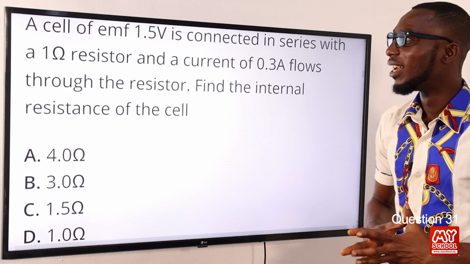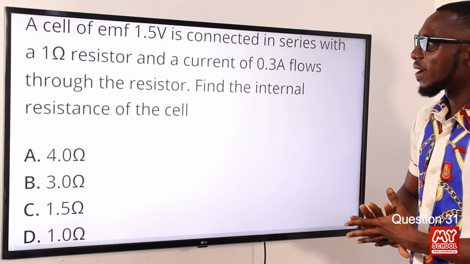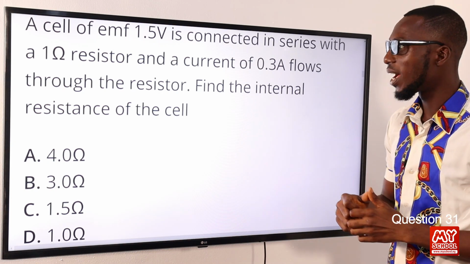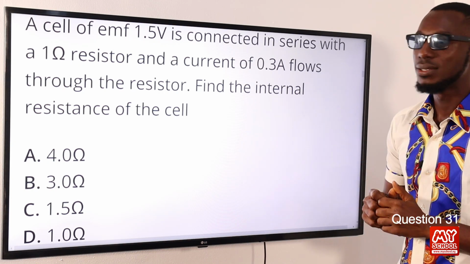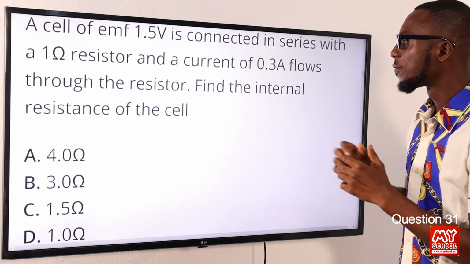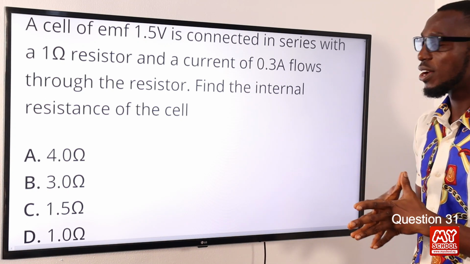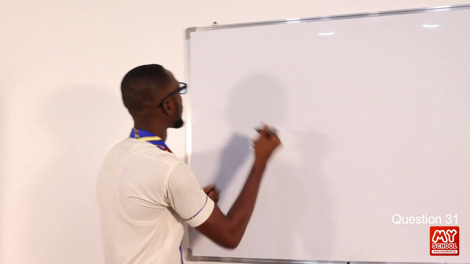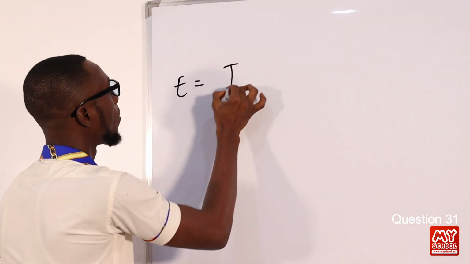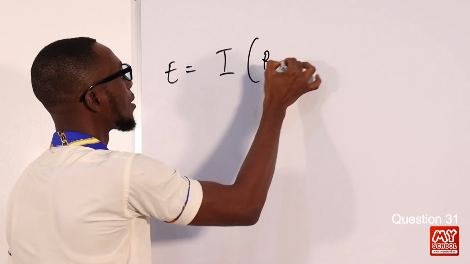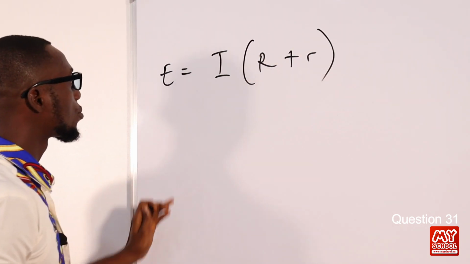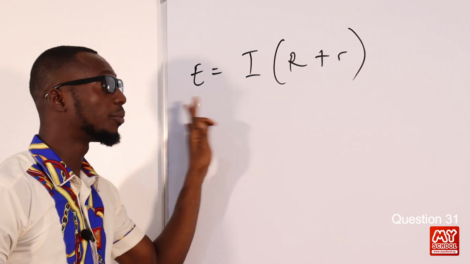Question 31. A cell of EMF 1.5 volts is connected in series with a 1 ohm resistor and a current of 0.3 amperes flows through the resistor. Find the internal resistance of the cell. We can use the formula EMF, E equals current into brackets, external resistance plus the internal resistance. This is what we are looking for. All we need to do is to slot in the values provided, then we derive our answer.